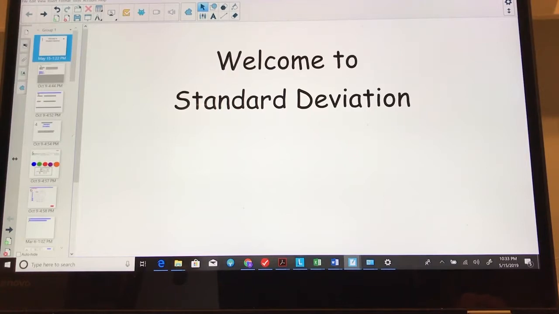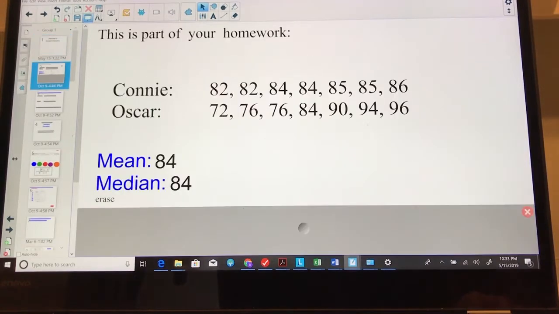First thing we're going to take a look at here is a question from your homework. In this part of your homework we were talking about Connie and Oscar, and these were their scores. And you can see what you should have found is that the mean is 84 for both of them and that the median is 84.